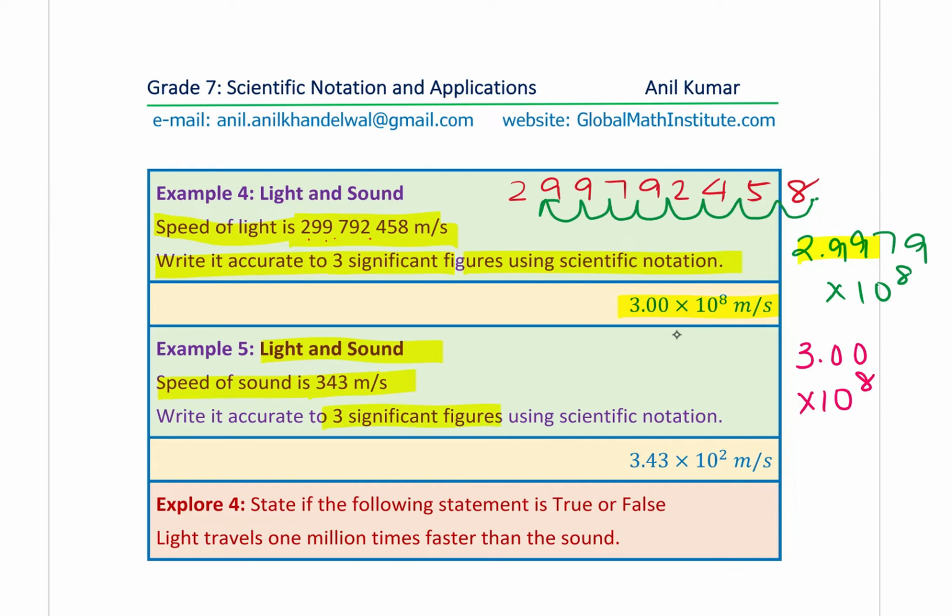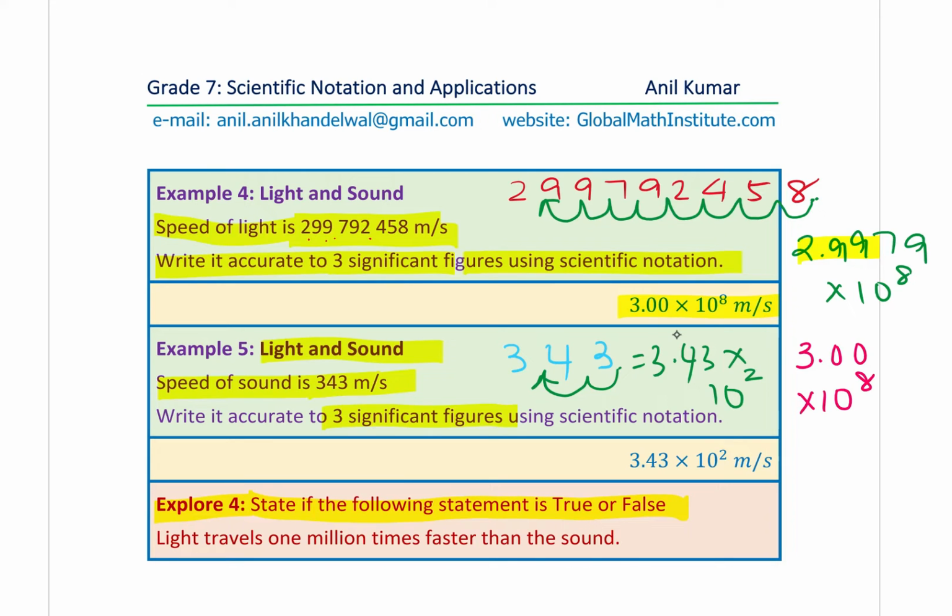Let's round it to three significant figures and write it down. So when you have 343 and you want to round it, then in that case the decimal, which is assumed to be at the end, now moves two places, and therefore this will be 3.43 into 10 to the power of 2. Since we moved it left, it has to be a positive power. The number is actually a bigger number, right? Okay, so that is how we get it. Now here is another explore question for you. It is state if the following statement is true or false.